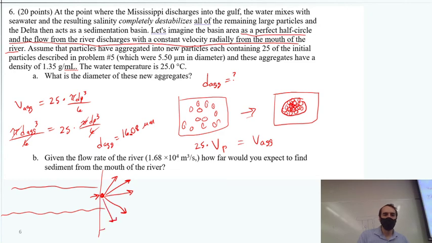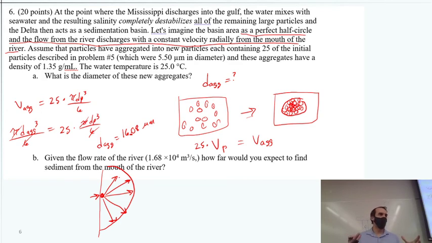Such that we make a perfect half circle. And that area here is going to be what we're interested in for the sedimentation. We can just look at it as if we have a circular sedimentation basin, but just going from the half circle there. So that means our area of the basin, instead of pi r squared, is going to be pi r squared divided by 2.